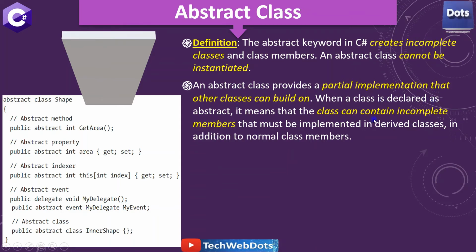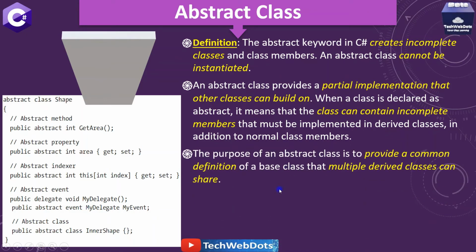When a class is declared as abstract, it means that class can contain incomplete members that must be implemented in derived classes. Derived class means, as I showed you, the child and the person class. In the same way, when we implement this shape class, the one which is inheriting all the features of this shape class will also provide the implementation to all the abstract members, in addition to the normal class members. Don't worry, I will show you all these things in an example in Visual Studio.